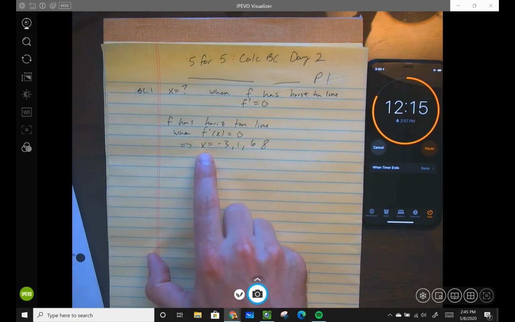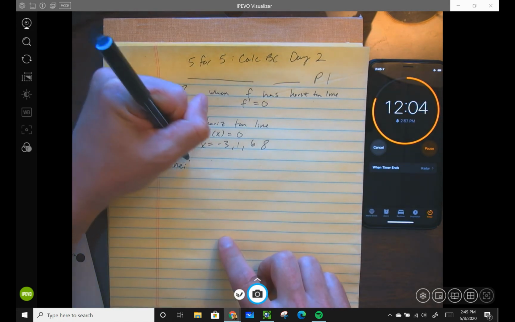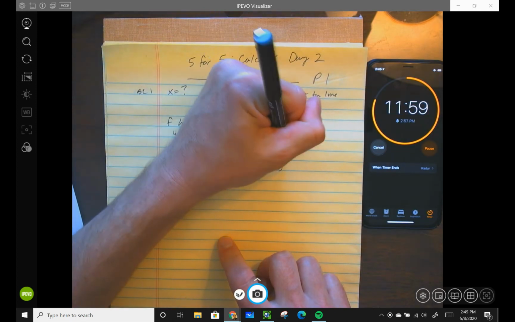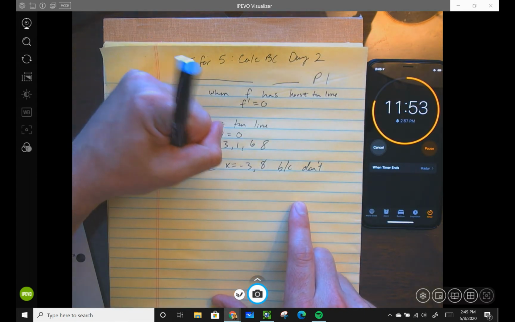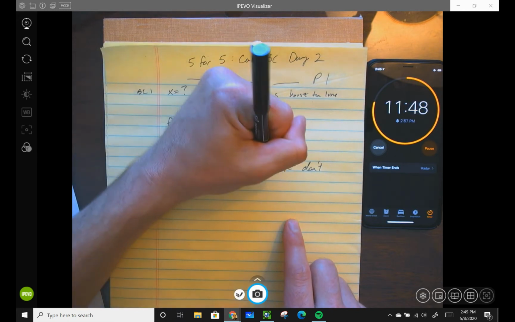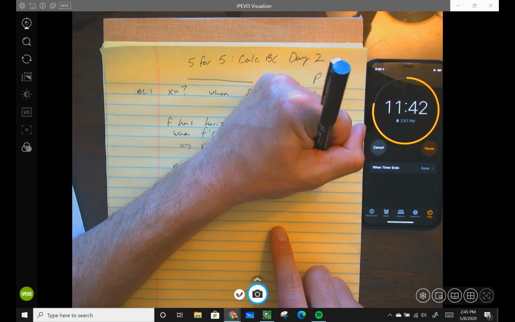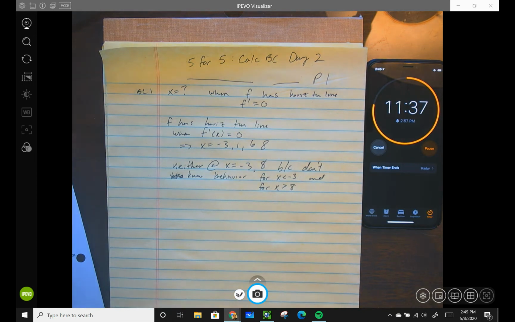Okay, -3 is an endpoint. That's weird. So I don't know if the derivative is changing signs or not. So neither at x equals -3 and 8, because I don't know the behavior for x values less than -3 and for x values greater than 8. And so I'm just going to leave it.